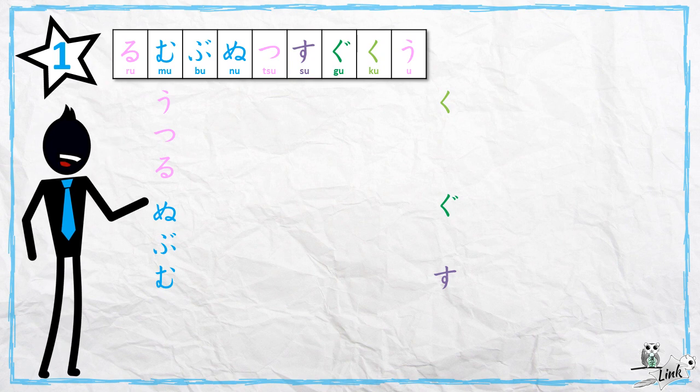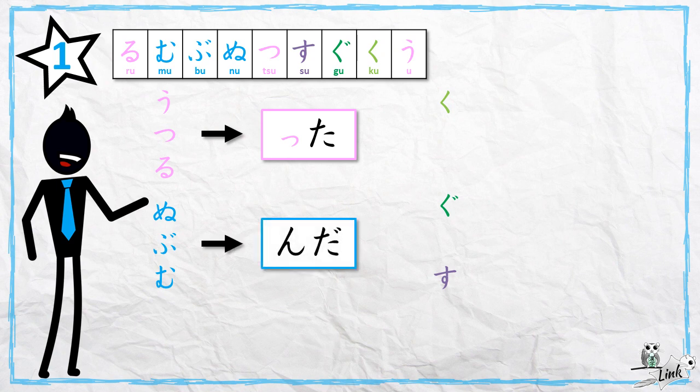For the verbs that end with u, tsu, ru, you take out the ending and put ta instead. Don't forget the small tsu, this is a double consonant. For the verbs that end with nu, bu, mu, you take out the ending and put nda instead. For all the verbs that end with ku, you replace ku with ita.